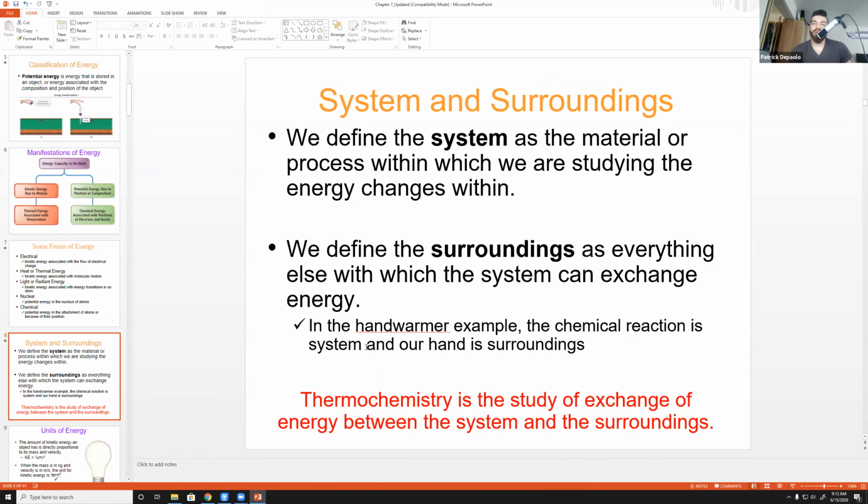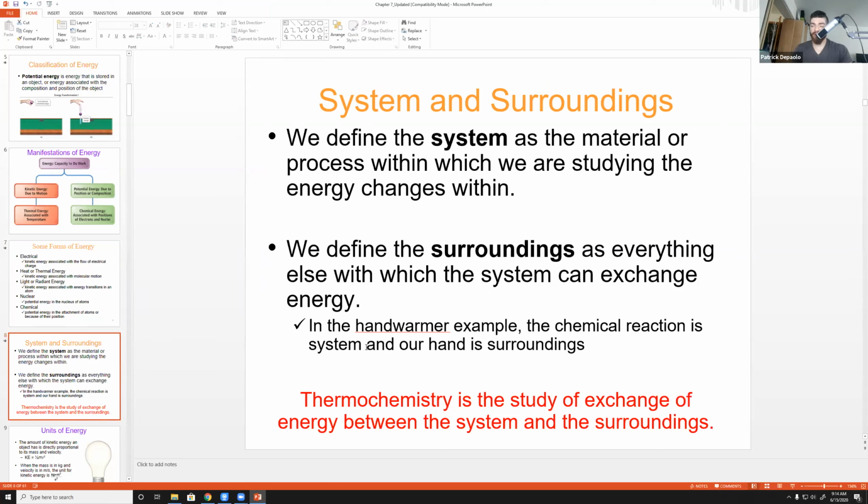Okay, so another important concept before we get really into the math is defining the system and the surroundings. So we're going to be using these words a lot. We're going to be using endothermic, exothermic. We're going to be using released and gained. We're going to be using the system and the surroundings. These are a lot of different terms.